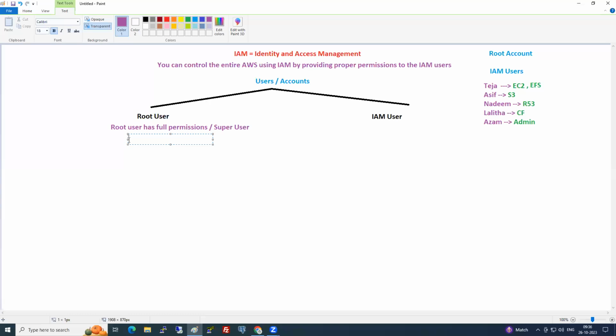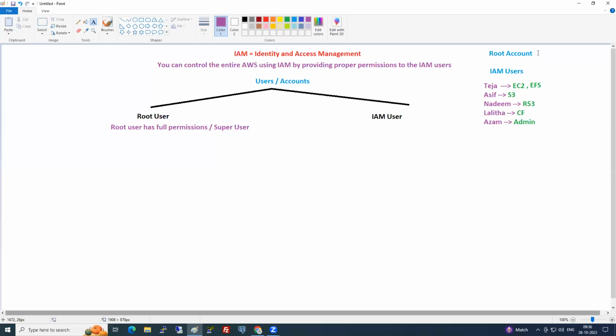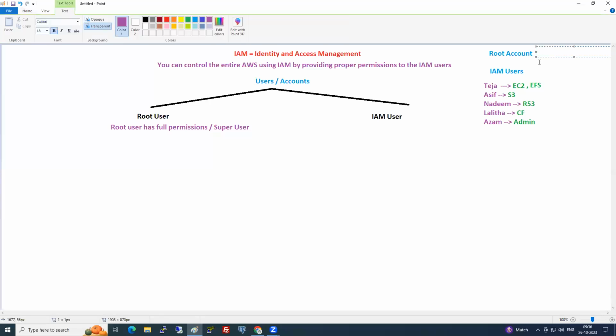IAM user. Azam is, who is Azam here? IAM user. Root user, you tell me, guys, root user meaning the main account, no? The main account. So the one which we have created using our email ID and password, yes or no? So that email ID and password, something like hello@gmail.com. Who is the root user here? Hello@gmail.com is the root user.